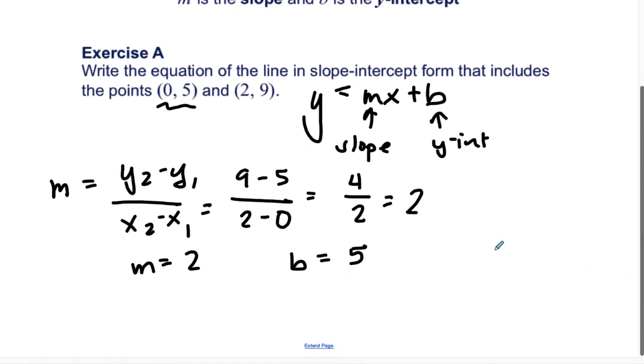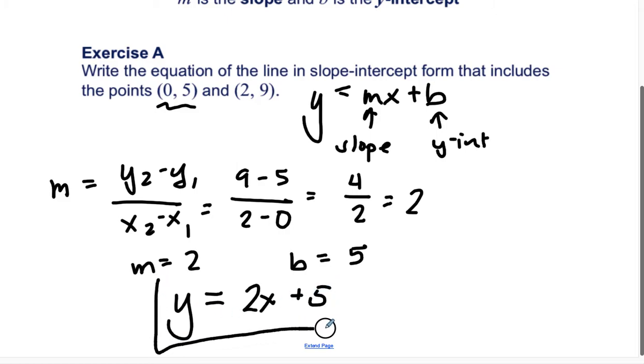Once you have the two values that you need in your equation, rewrite it in slope-intercept form. In the form of y equals mx plus b, m here is 2, so this becomes 2x, and b here is 5, so the equation altogether is y equals 2x plus 5. And that's how you write in slope-intercept form.